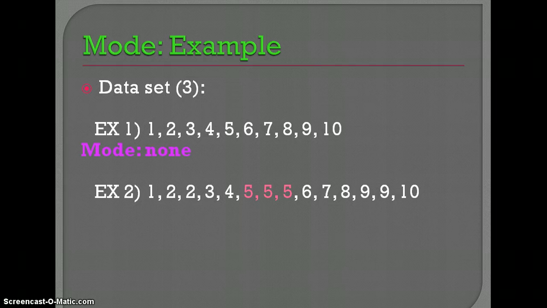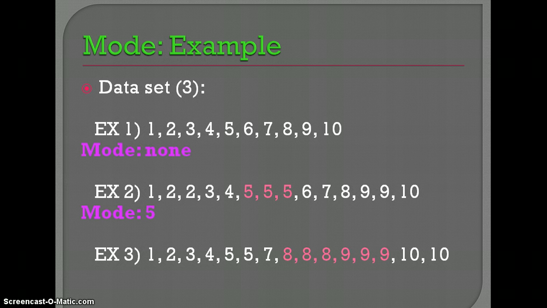Example 2. The data set shown here is 1, 2, 2, 3, 4, 5, 5, 5, 6, 7, 8, 9, 9, and 10. As you can see, I highlighted the 5 because 5 occurs 3 times, but the other values occur either once or twice, meaning that the mode in this data set is 5.